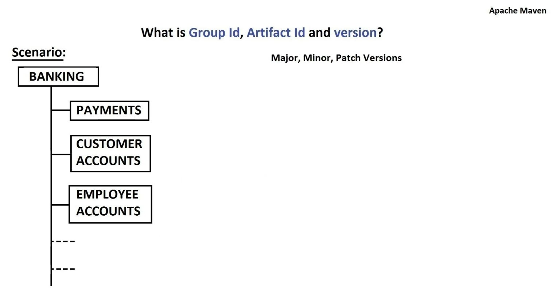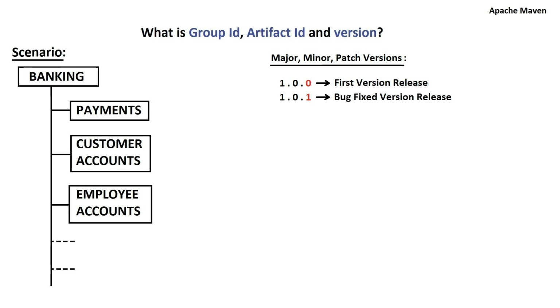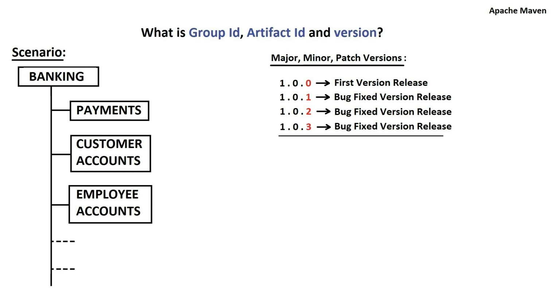Now, let's see how major, minor and patch versions are considered. 1.0.0. This is the first version release. 1.0.1. As the patch value is updated, the bug fixed version is released, similarly for others. When we want to release a minor version with new features, that is 1.1.0. Patch will be 0, as no patches exist in a new minor version release with new features. Therefore, this is a new feature release with compatibility.